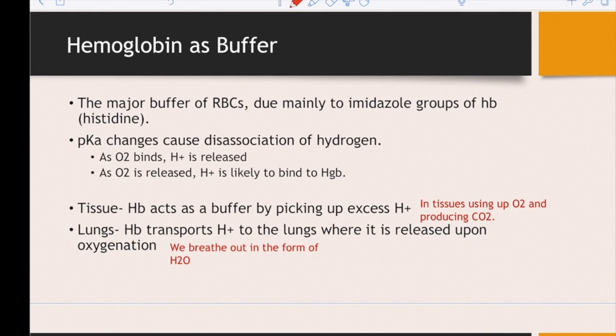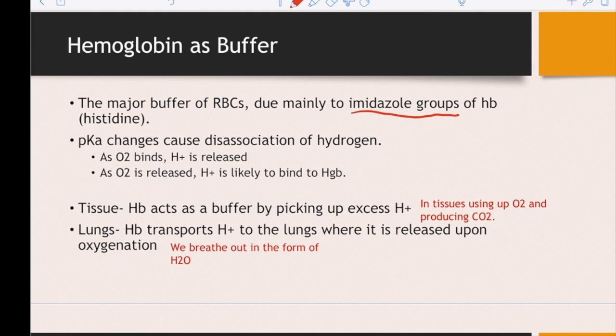And the component of hemoglobin that allows it to act as a buffer is what is called an imidazole group. And that is found in the histidine groups within hemoglobin. The special thing about these imidazole groups is that they really like to bind protons, which is great because if you have a high amount of acidity, you need something to bind to those protons in order to keep them from disrupting the pH of our system.